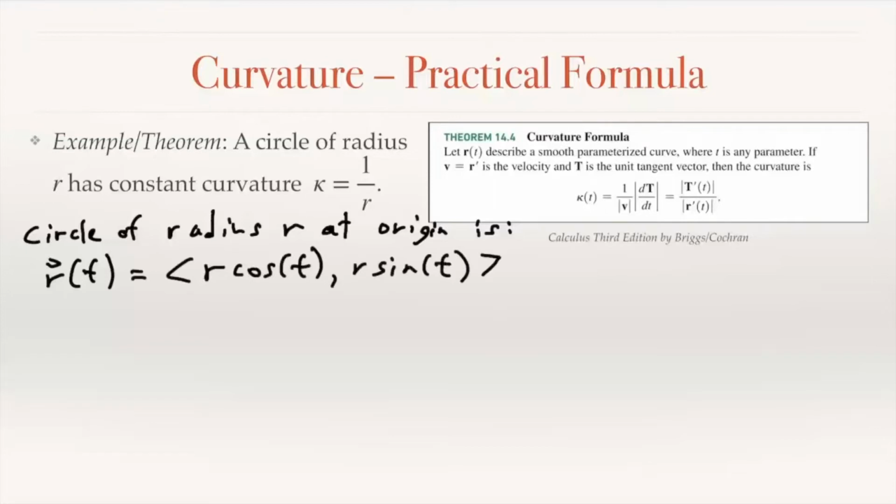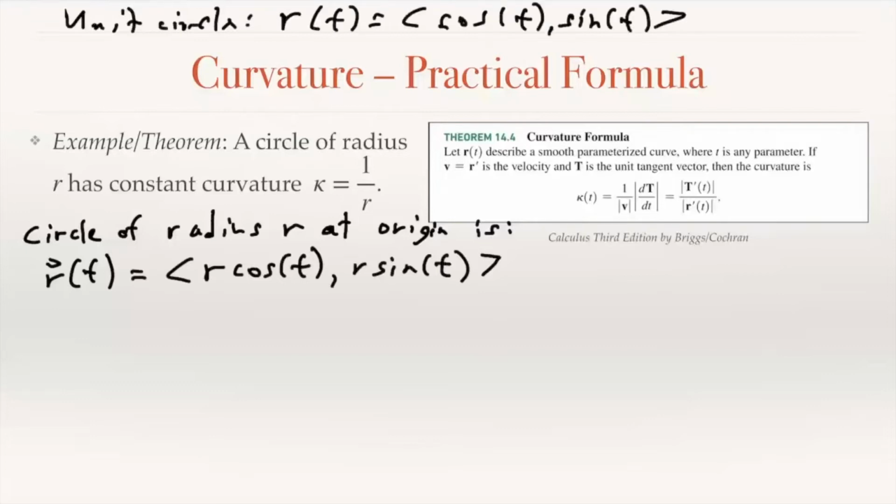Recall from earlier sections that the unit circle was r(t) = cosine t, sine t. So if we scale both of those by r, it will just scale the whole thing out by r, and make it of radius r. Now we want the speed. That's one of the two components that we want, and that's the magnitude of r prime.